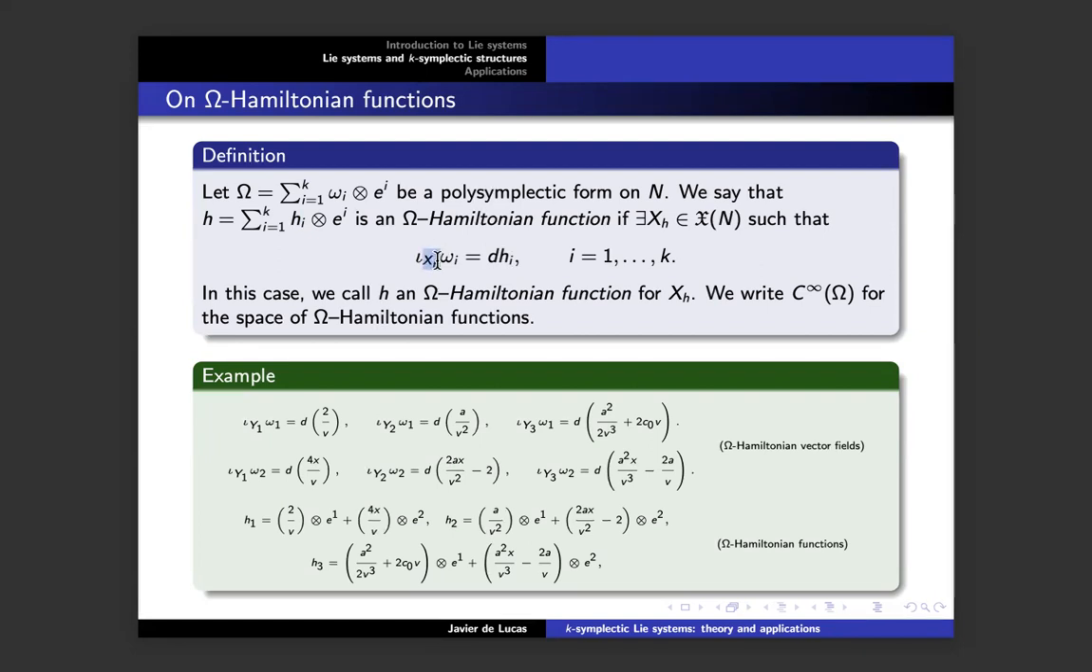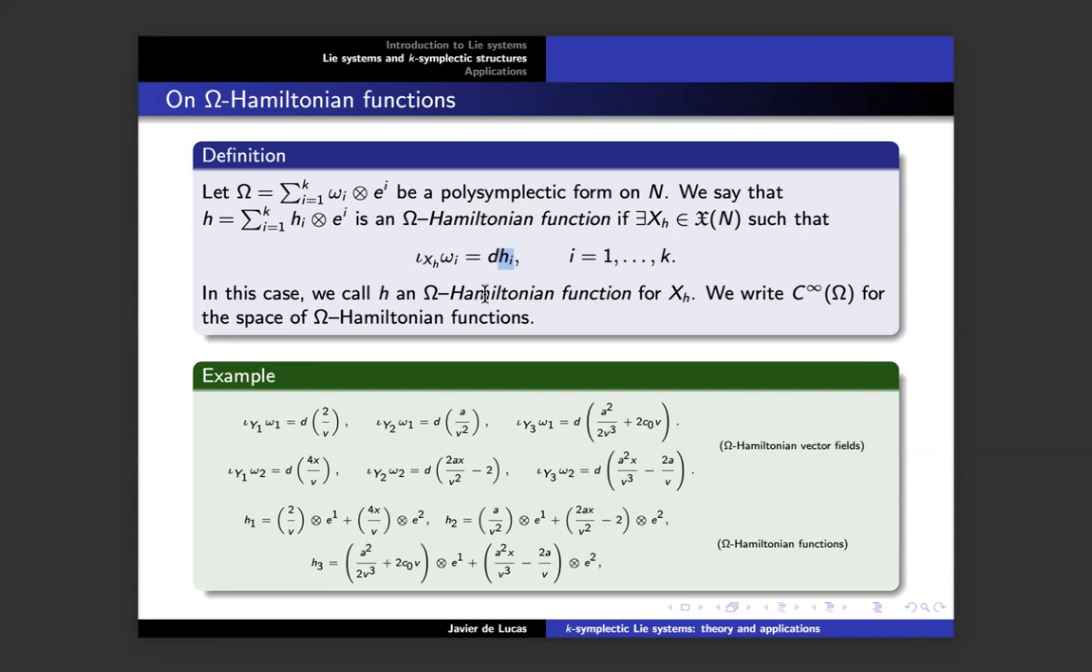And the thing is that if you have k functions that satisfy this, the vector field will be unique, because if there were two, the difference between them contracted with the omega i would be 0. So the difference of these two Hamiltonian vector fields would belong to the intersection of the kernels of the omega i. And you already know by the definition of a k-symplectic structure that the intersection of those kernels is 0. So once you have the functions, the vector fields are uniquely defined. If you have the vector fields, the functions are not uniquely defined, because you can always add some constant to h_i and this condition is still satisfied.